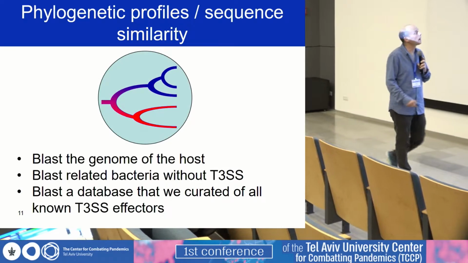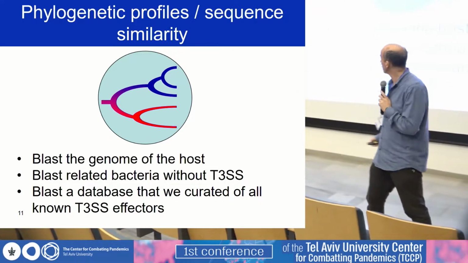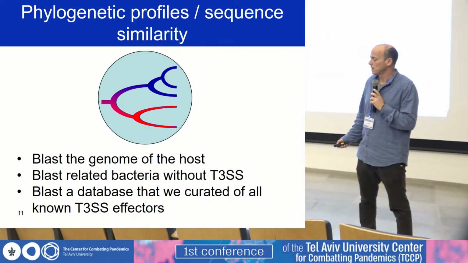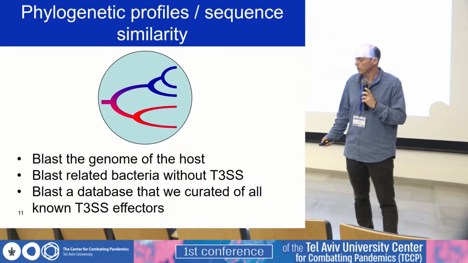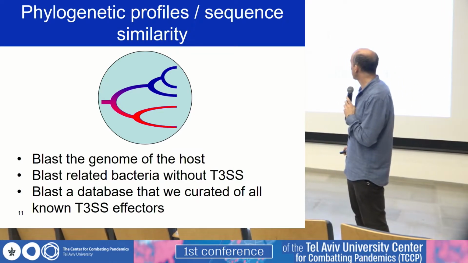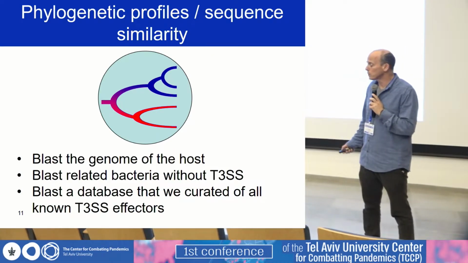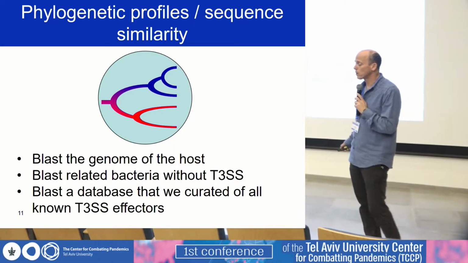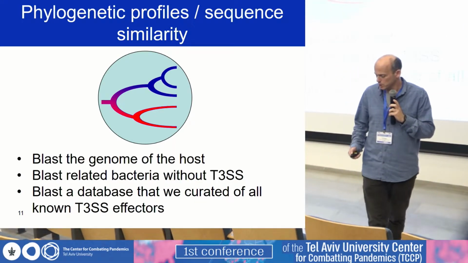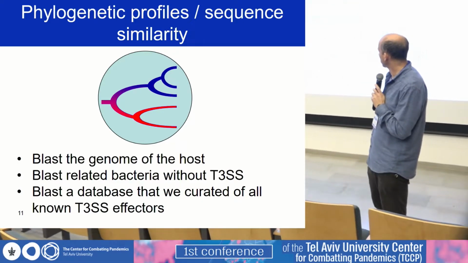And also, we took every hint we could to detect effectors. For example, if you see that the gene has a homologue in a bacteria that does not encode type 3, then probably it's not an effector. And also, of course, we look for similarity against known effectors, and we blasted each of the bacterial genomes against the host genomes, like human.